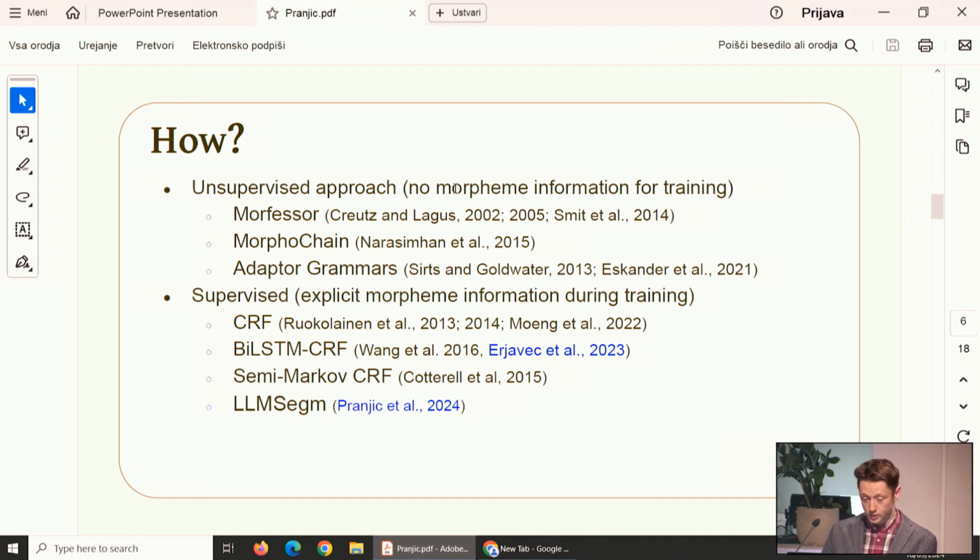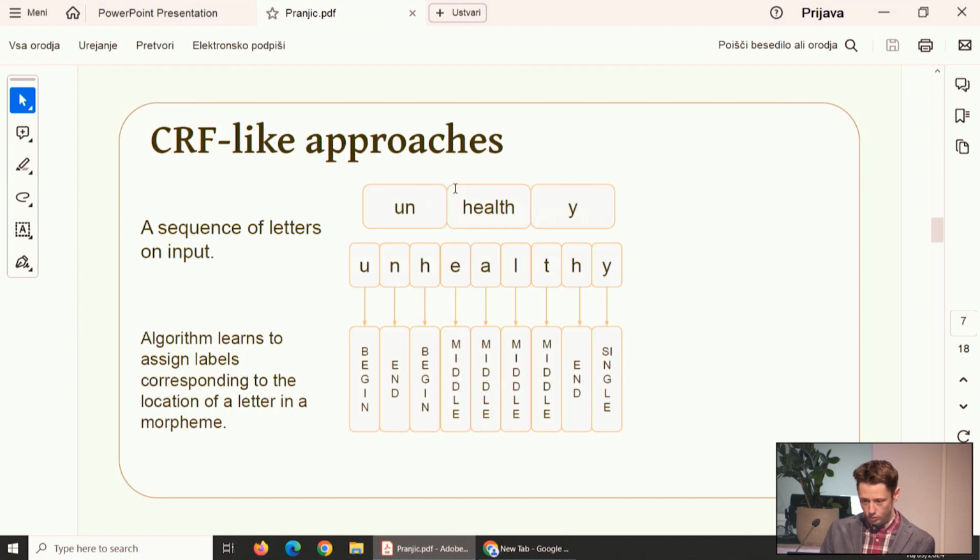We developed this final LLM segment that moves away from the conditional random fields and is a new approach that leverages large language models. We will get to it. I will just try to explain what the problem is with those CRF-like approaches on an example of the word unhealthy.